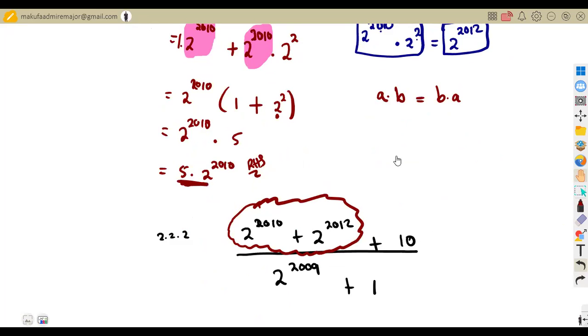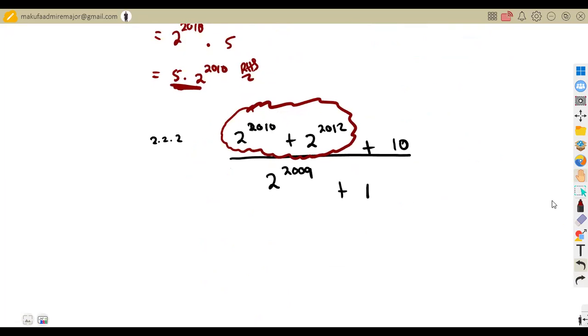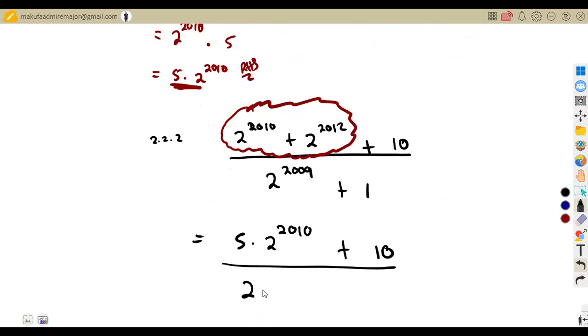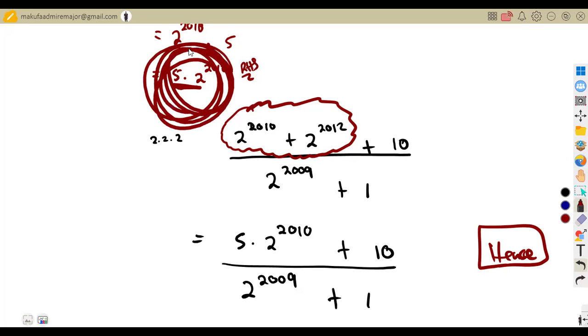So it means we can rewrite this the same, because this here is the one that reduced to this. So you're going to take that 5 times 2 to the exponent of 2010 plus 10, everything over 2 to the exponent of 2009 plus 1. We have used that part. Hence, it's a continuation from what you have determined.